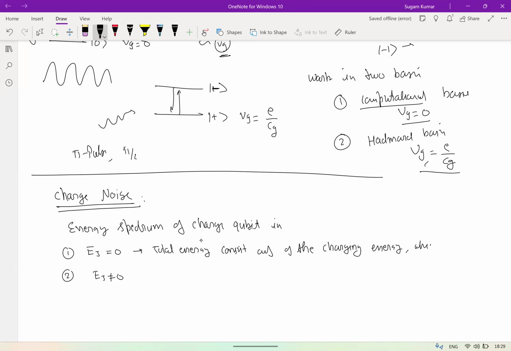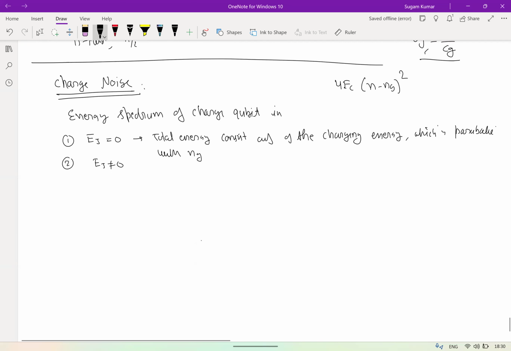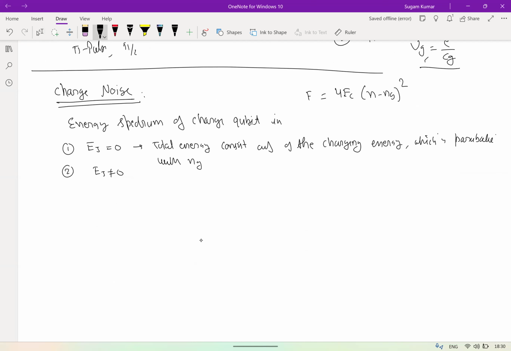Which is, of course, parabolic with Ng. You understand? Charging energy means 4 times EC, n minus Ng, whole square. So when you plot this charging energy, that is what is called E here. Depending upon the value of Ng, if Ng is 0, then this E will be equal to what? 4 times EC into n square.